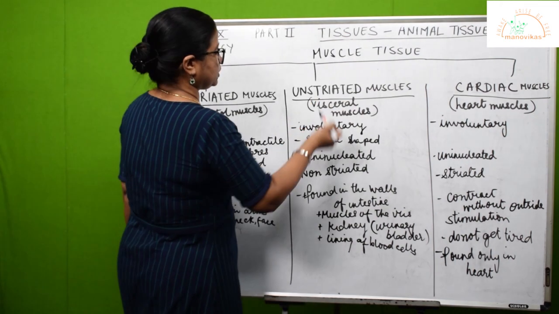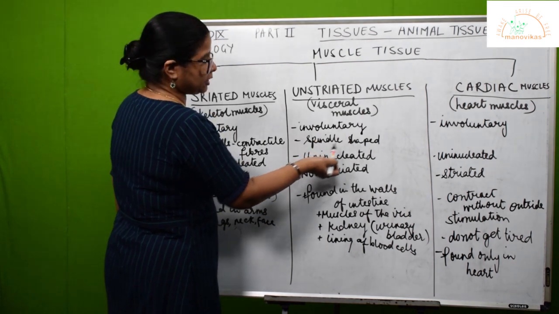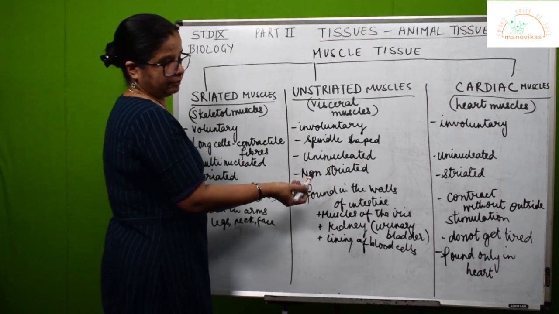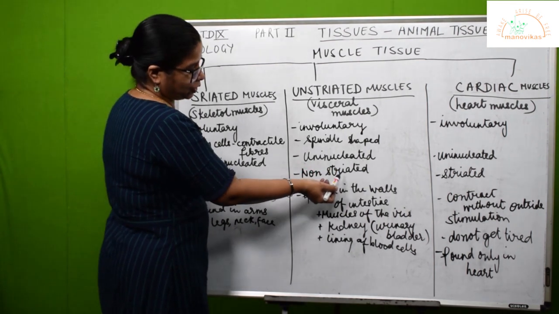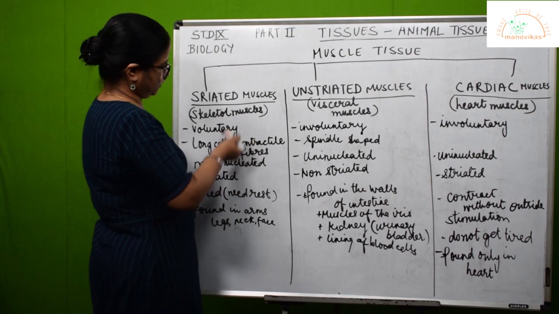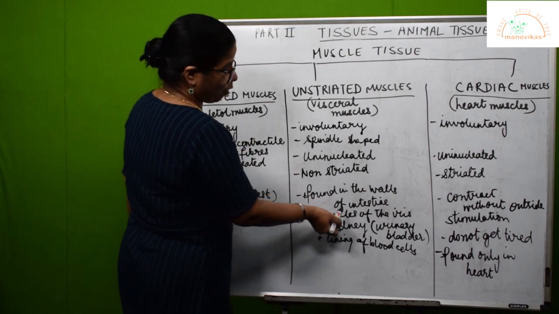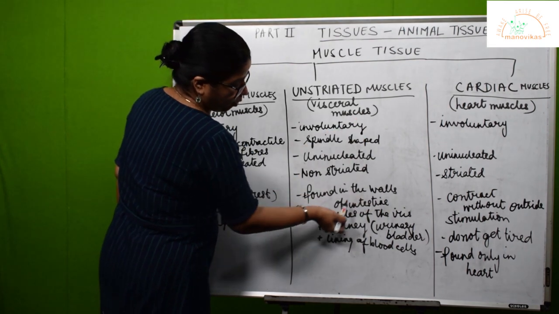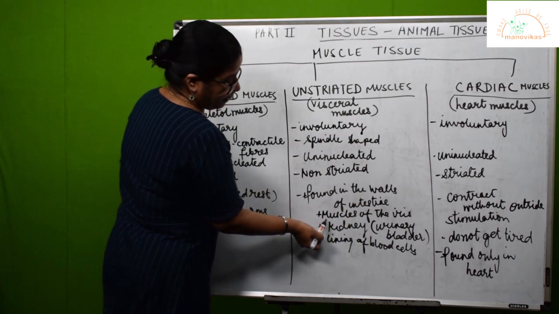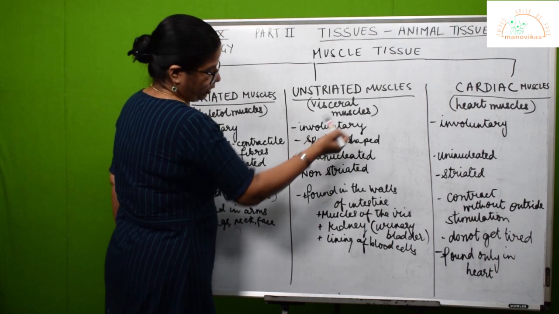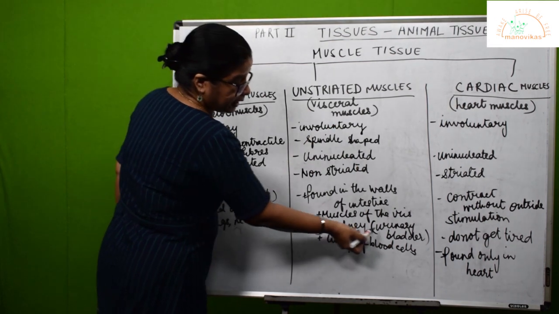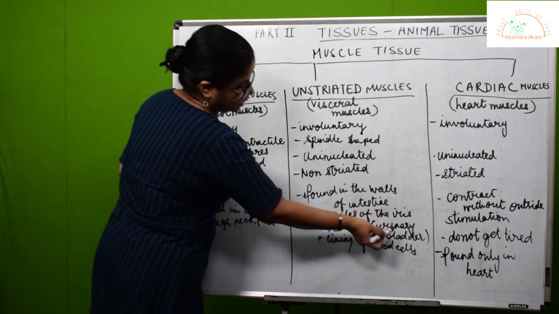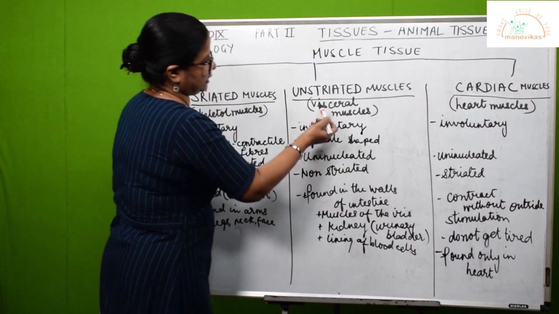Now, let's study the unstriated ones. Involuntary in nature, generally spindle shaped. Then uninucleated. Uni means one. Non-striated, you cannot see these light and dark bands which you can see here. Found in the walls of the intestine. Visceral muscles, I said. So, where are they found? In the walls of the intestine. They are not in our control. Muscles of the iris, again not in our control. Then the kidney, the urinary bladder of the human. You can see visceral muscles. And then the lining of blood vessels.